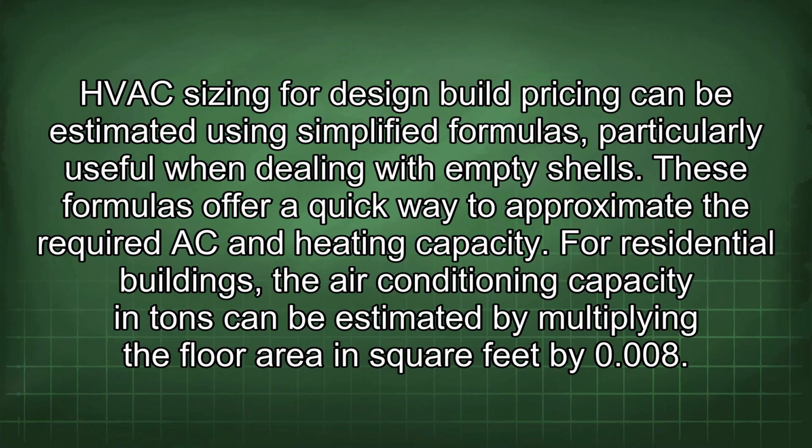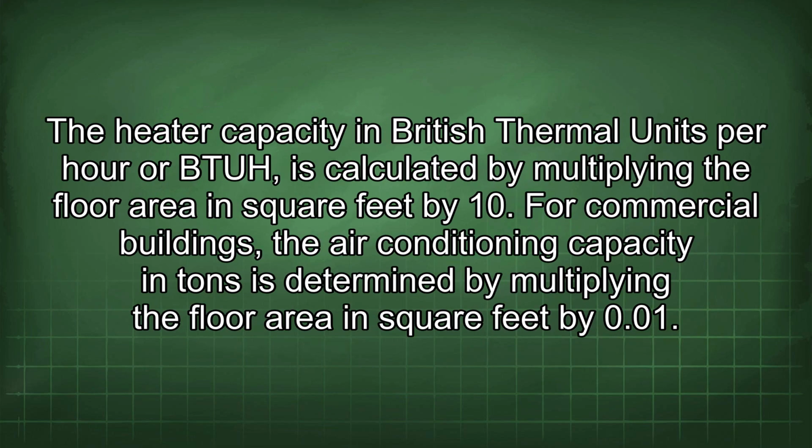HVAC sizing for design build pricing can be estimated using simplified formulas, particularly useful when dealing with empty shells. These formulas offer a quick way to approximate the required AC and heating capacity. For residential buildings, the air conditioning capacity in tons can be estimated by multiplying the floor area in square feet by 0.8. The heater capacity in British thermal units per hour, or BTU, is calculated by multiplying the floor area in square feet by 10.